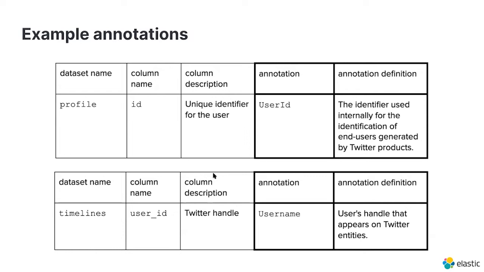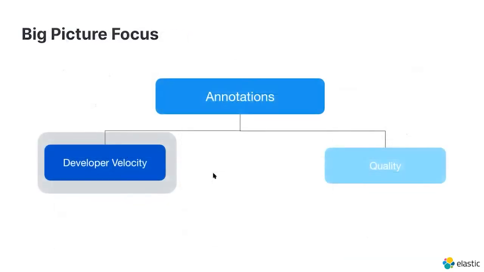And another example could be a dataset, let's say it's called timelines, which has a column name called user ID, which actually stores Twitter handles in it, and hence is annotated with username. So the column name is user ID for the schema. So overall, having an annotation recommendation service not only increases the development velocity, it also helps to maintain the quality of the annotations through benchmarking and auditing previously annotated data.